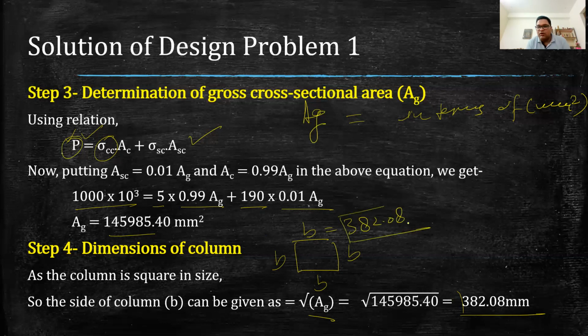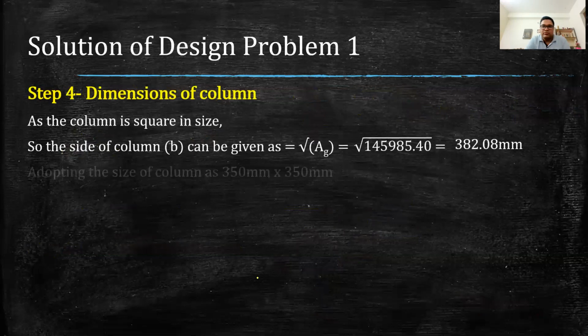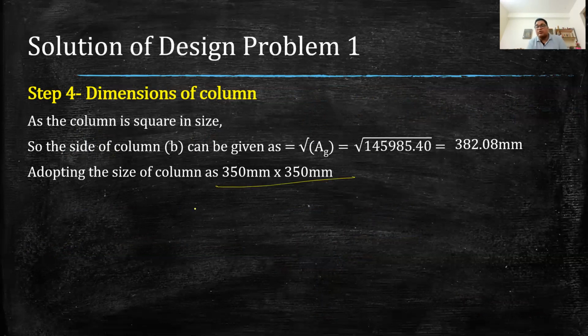So generally what we do is we round off this value to the lower side. So we will round off the value and we will adopt the size of column as say 350 by 350. Now you may question why we have not rounded off this value to the higher side. We can have 400 by 400 as well.